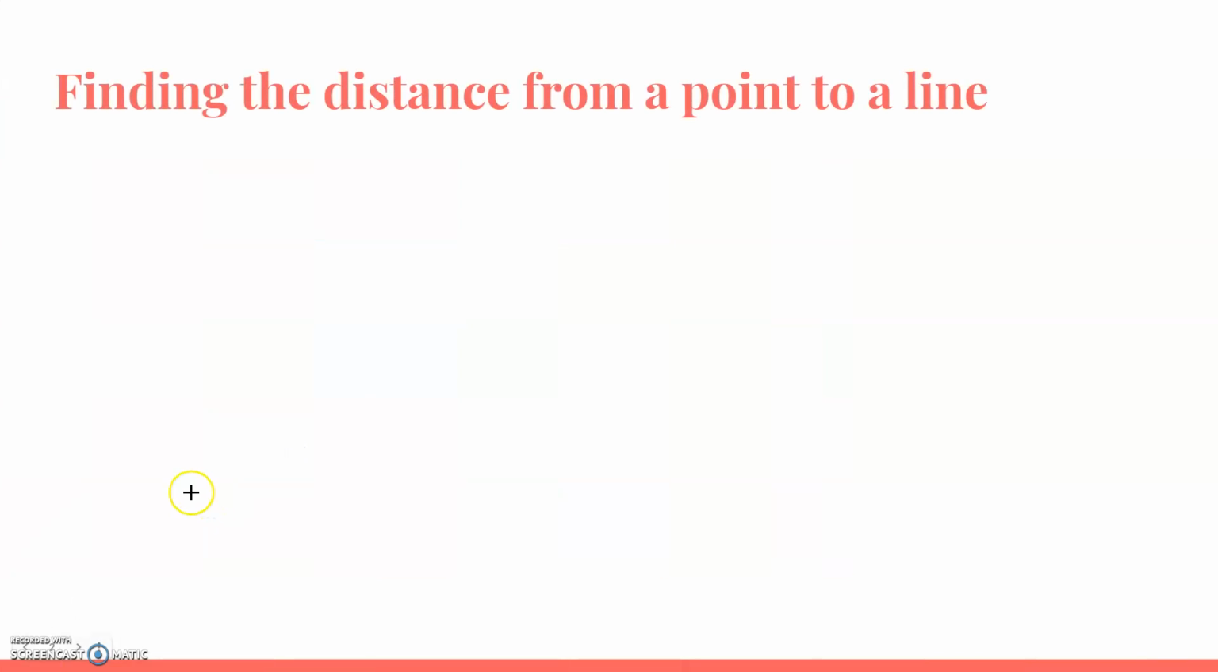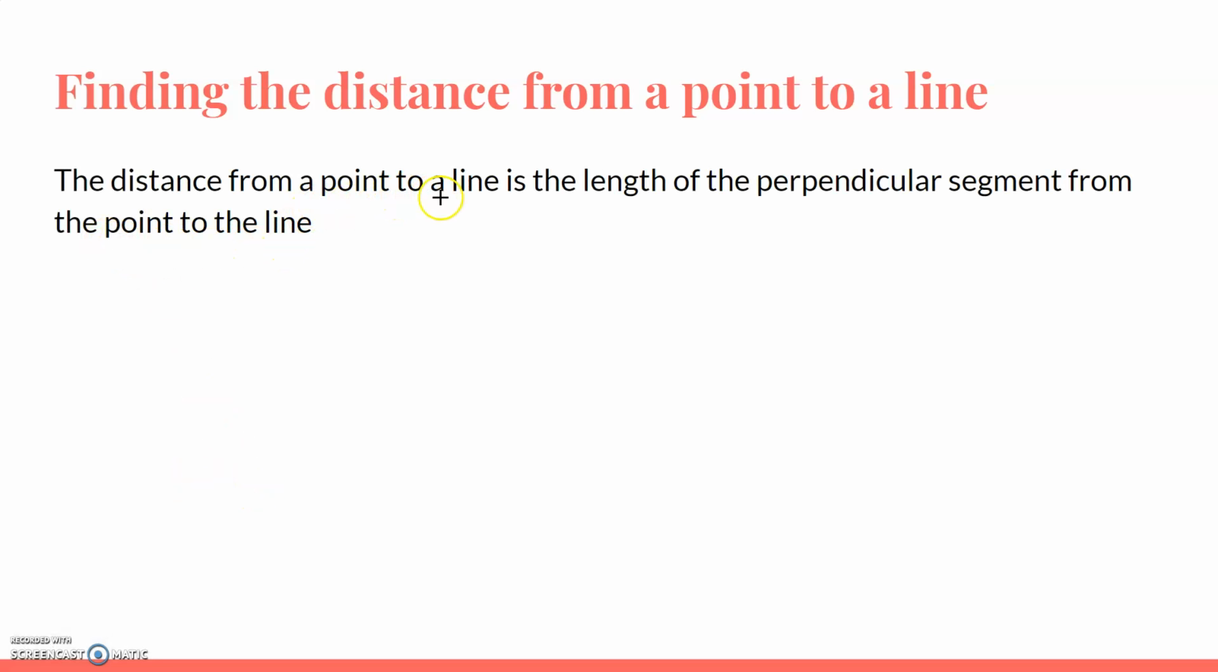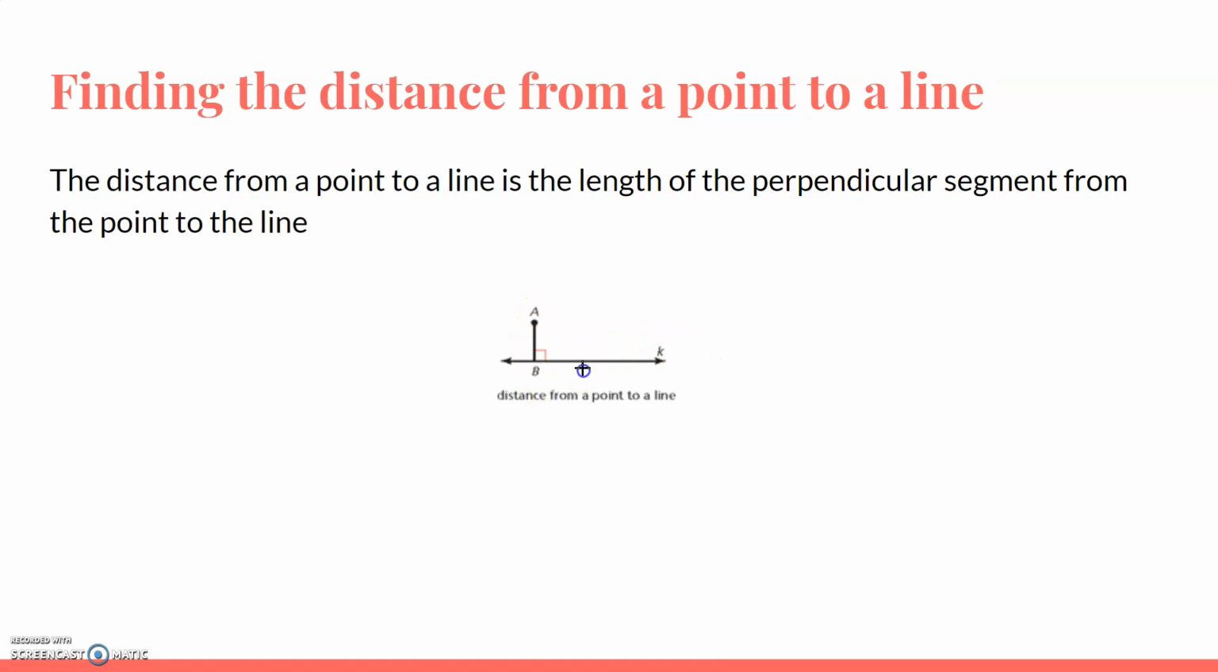Alright, so first off, finding the distance from a point to a line. The distance from a point to a line is the length of the perpendicular segment from the point to the line. As you can see here, we have our point A and our line K. The distance is going to be the length of segment AB, and that's going to give us the distance from point A to line K.